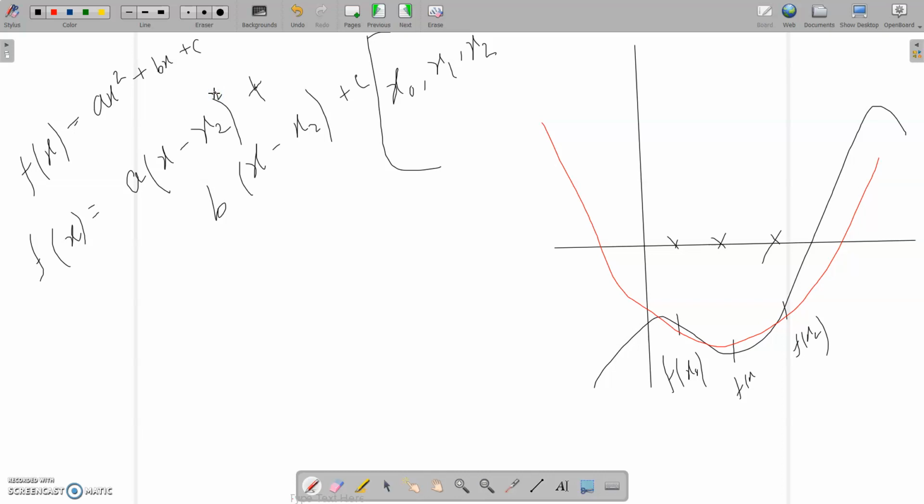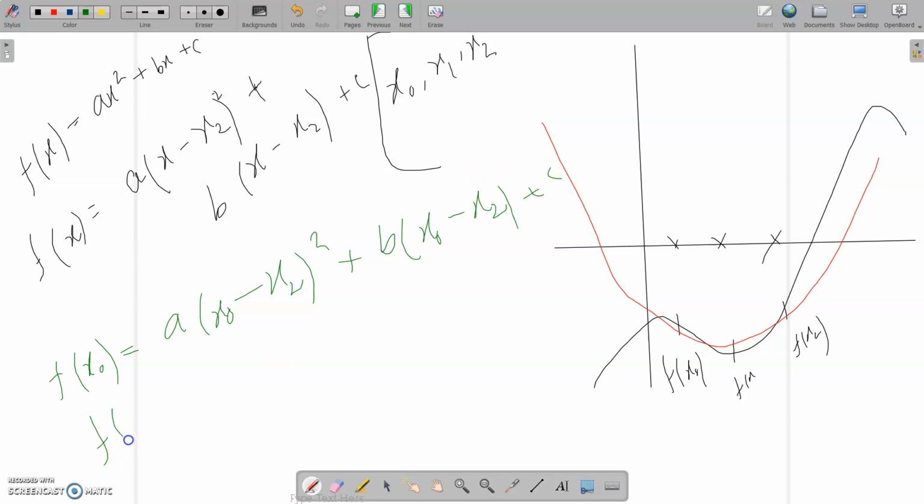Okay, so how do the points look? First I have f of x0. If I place it here, it becomes f of x0 equals a into x0 minus x2 whole square plus b into x0 minus x2 plus c. Then similarly I have f of x1, that equals a into x1 minus x2 whole square plus dot dot dot. Next I have f of x2, but here, as you can see, a of x2 minus x2 equals 0, b of x2 minus x2 equals 0, then I remain with f of x2 equals c.